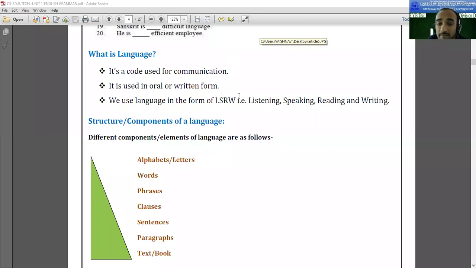So what is language? It's a code used for communication. Codes means what? The words or the utterances that we use for communication purposes. Sometimes we use sentences for communication, sometimes we just use different voices or utterances. So it's a code used for communication.